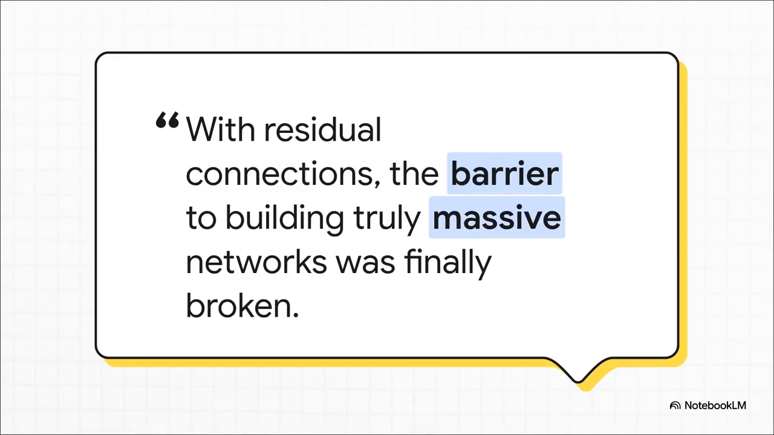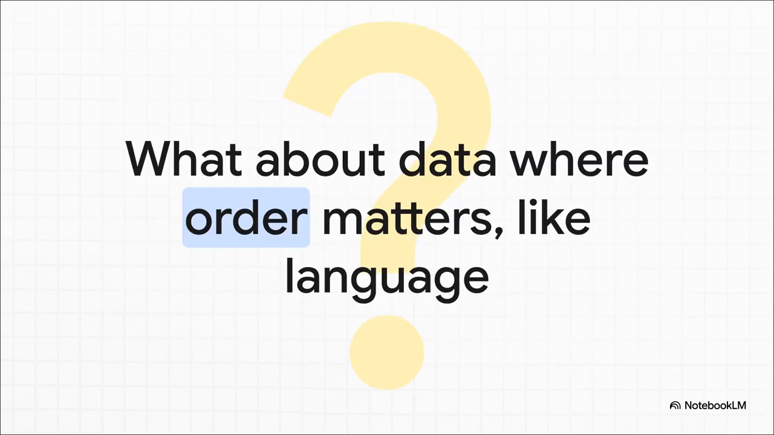And this wasn't just some small fix. This was a total revolution. Residual connections completely flip the script, and they are a huge reason we can build the gigantic models that we see today. That barrier to going truly massive, it was finally broken. So we've pretty much cracked the code for images.